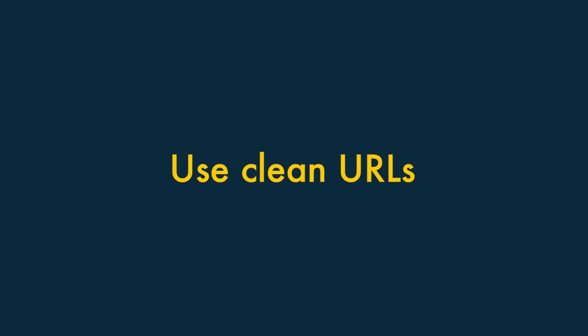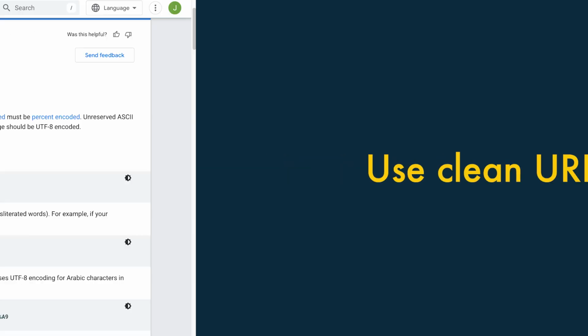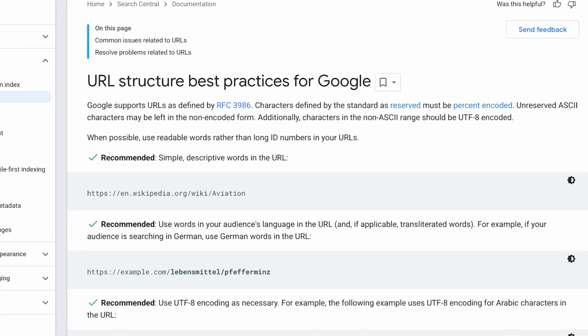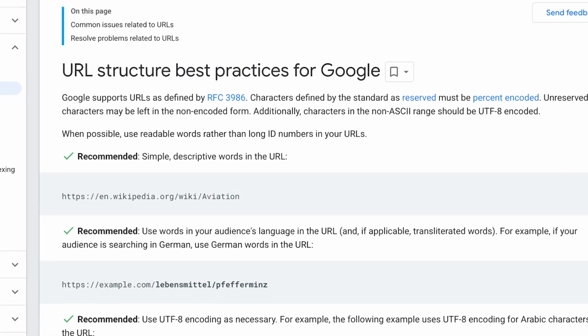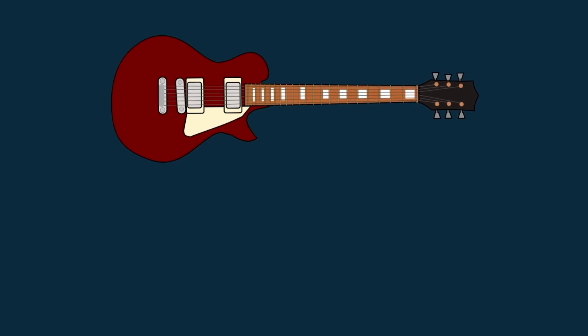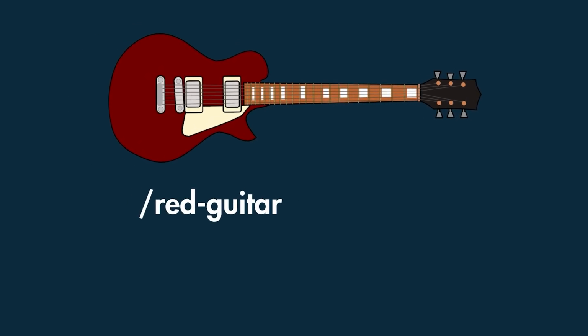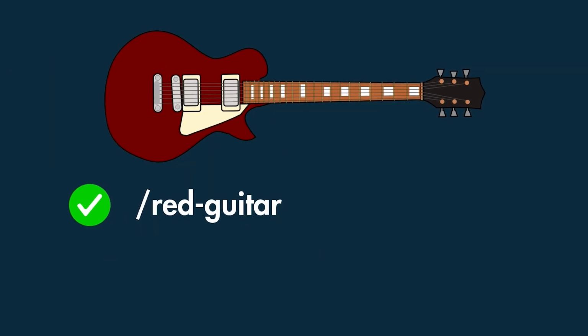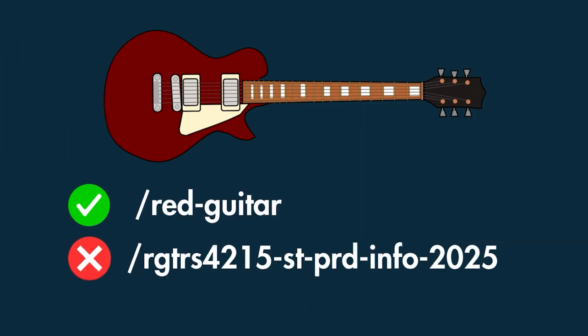9. Use SEO-friendly URLs. Using clean, SEO-friendly URLs is something that's encouraged by Google. These are short, simple, and easy to understand. For example, if you were selling a red Les Paul guitar on your Shopify store, it would be better to use a URL slug of red guitar for the relevant product page instead of something long and complicated.